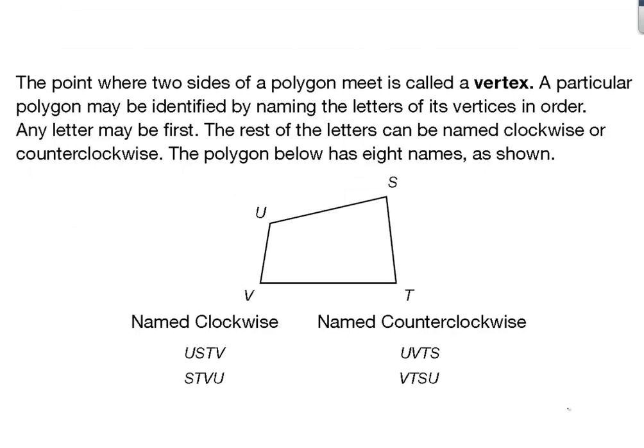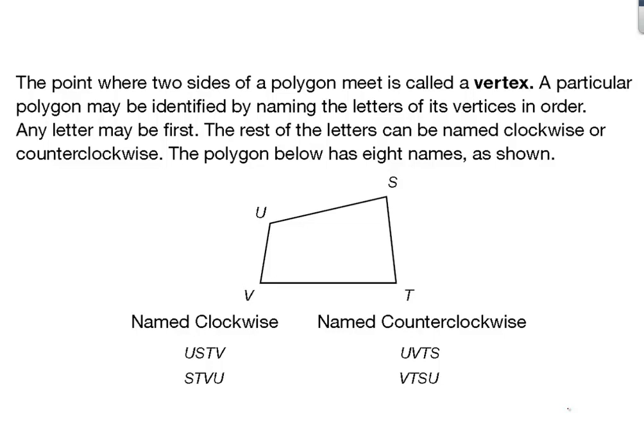The point where two sides of a polygon meet is called a vertex. A particular polygon may be identified by naming the letters of its vertices in order. Any letter may be first. The rest of the letters can be named clockwise or counterclockwise. The polygon below has 8 names as shown.